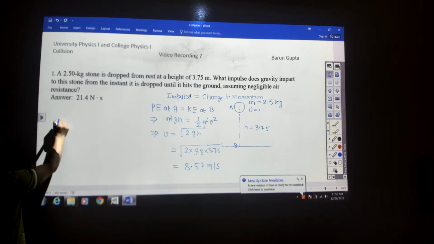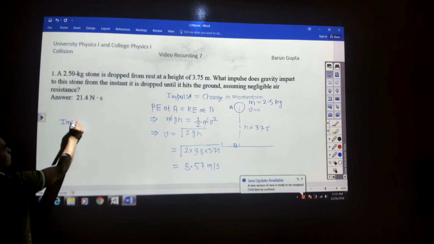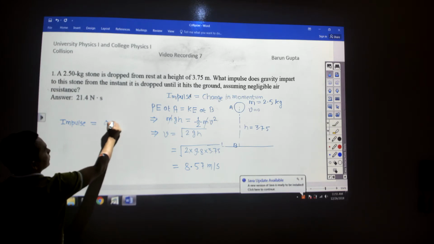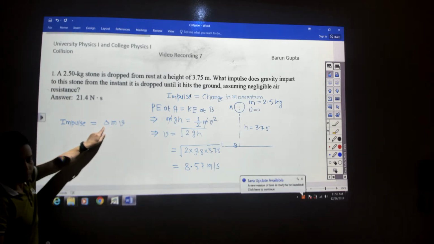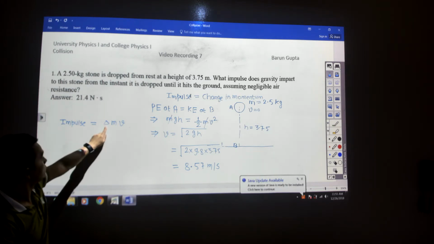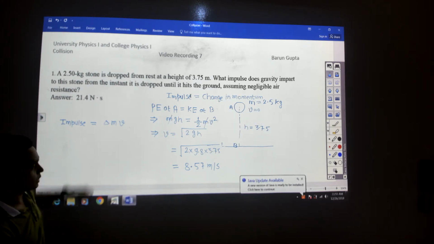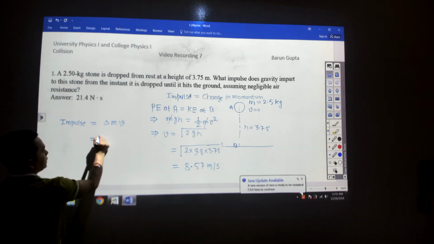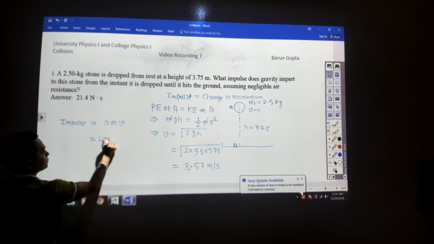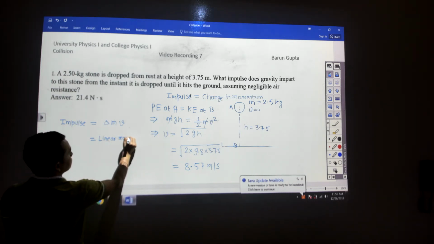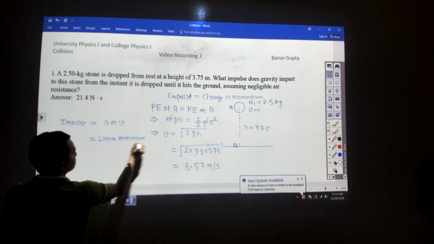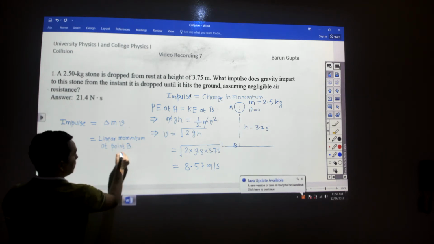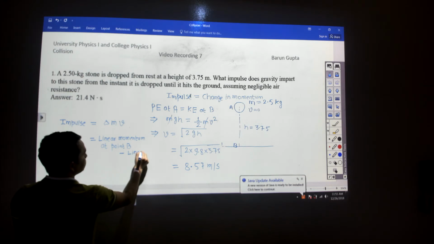So the impulse is equal to the change in the linear momentum. The delta sign here means the change in the momentum. So this is equal to the change in momentum: the linear momentum at point B minus the linear momentum at point A.